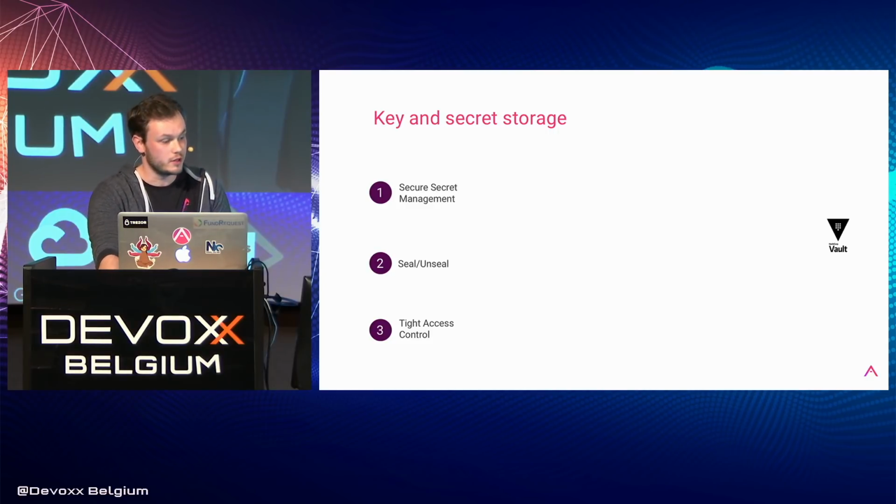It can be sealed and unsealed. By default, when you start it, it's sealed, so you need a few keys to unseal it. It's an admin process, and you can seal it in case of an emergency, like a hack. And it has tight access control, which means you can define what applications can access which secrets. We have a lot of microservices, and some can access the application secret, some can access the user secret with a PIN code.